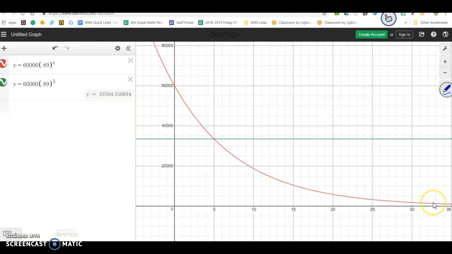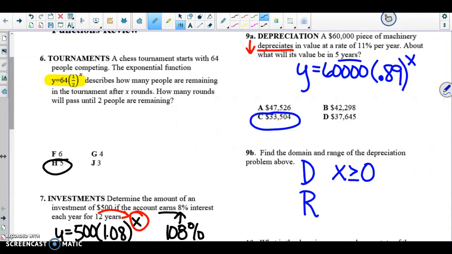Okay. It looks like it approaches 0, but it never gets there. So we are between 0 and 60,000. So it is between 0 and that 60,000. And y is in between. It's just going to be greater than 0 for that one because it never touches it, but less than or equal to for the 60,000.